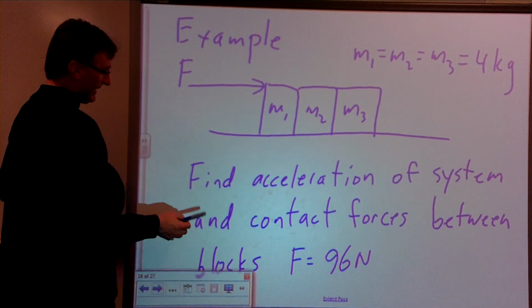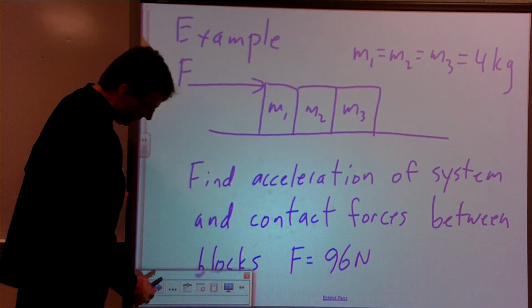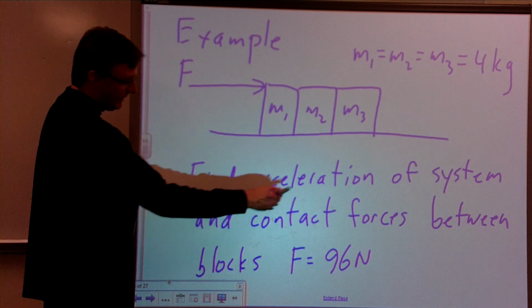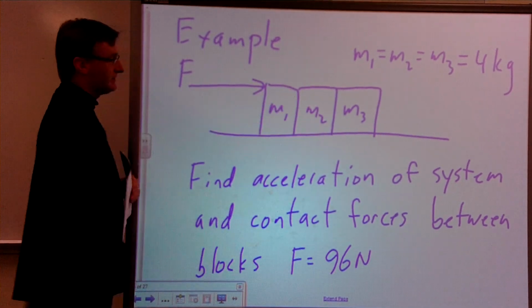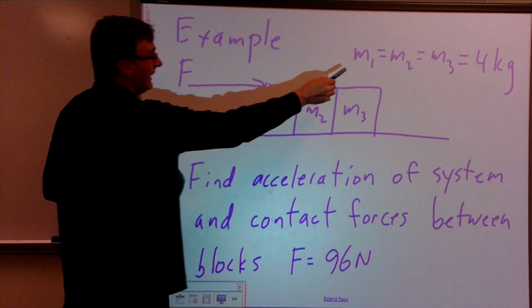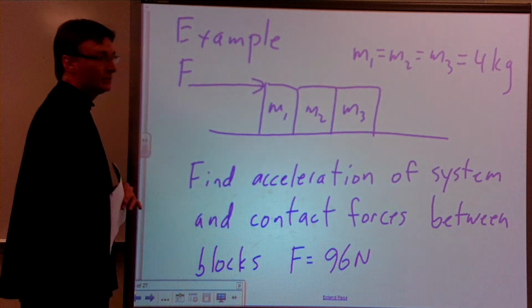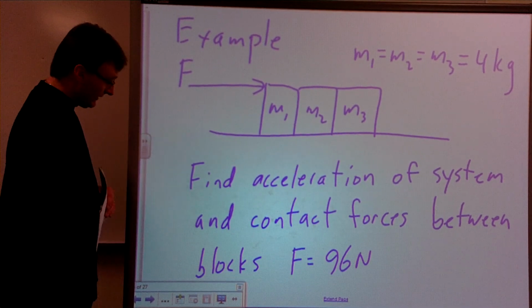So for this particular example, we want to find the acceleration of the system, and we want to determine what the contact forces are between each of the blocks. So in other words, what are the forces in between these blocks here? And the numbers we have here, we'll make each of the masses just 4 kilograms. We'll make them all equal just to make it a little simpler.